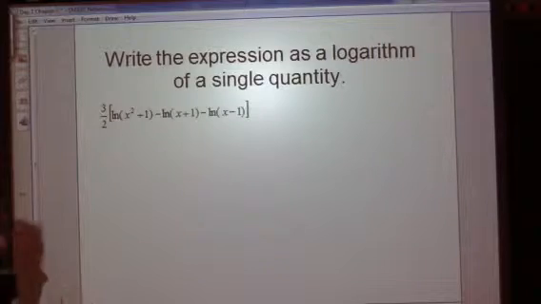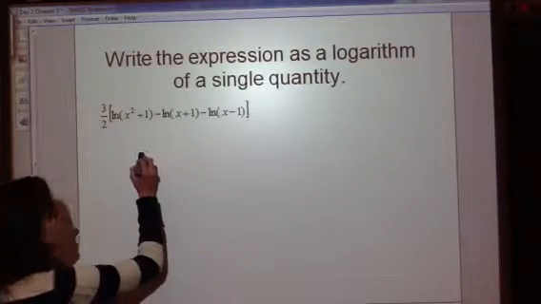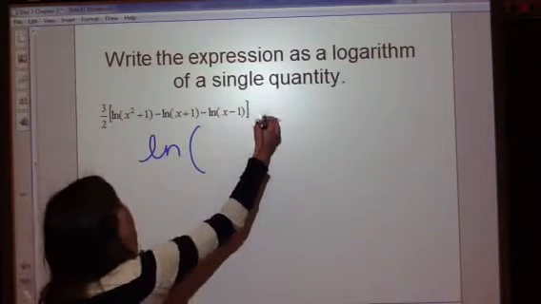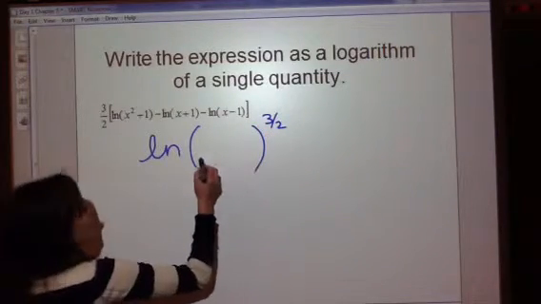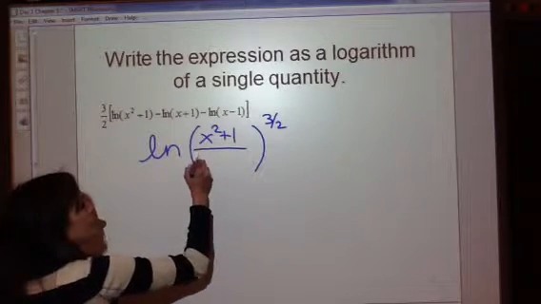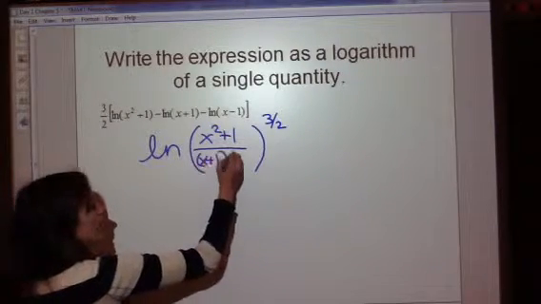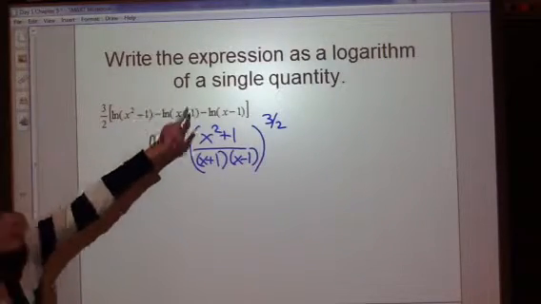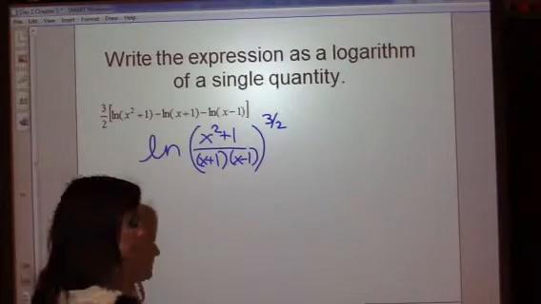So try this last one on your own. You should say ln of stuff to the 3 halves. That stuff is going to be x squared plus 1 divided by (x plus 1) and (x minus 1). Those were both being subtracted, so we put them underneath the division bar.